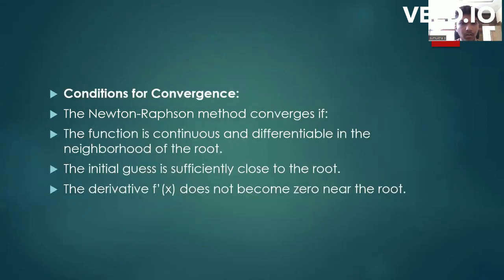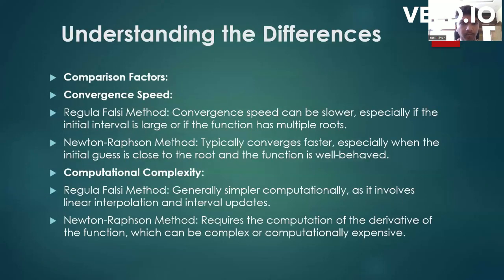Convergence for the Newton-Raphson method. It converges if the function is continuous and differentiable in the neighborhood of the root, the initial guess is sufficiently close to the root, and the derivative f dash of x does not become 0 near the root.